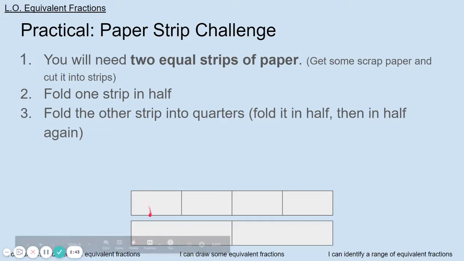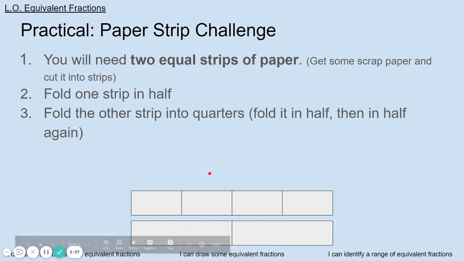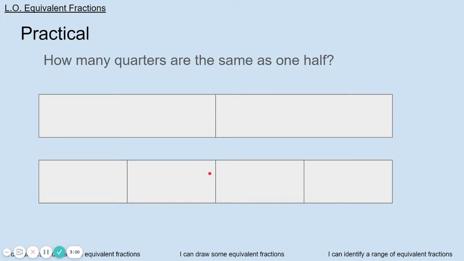Second step is fold one of the strips in half. And then fold the other strip into quarters. So basically you fold it in half and then fold it in half again. And you'll hopefully be left with 2 pieces of paper that look a little bit like that. And hopefully you'll be able to answer this question yourself: how many quarters are the same as 1 half?